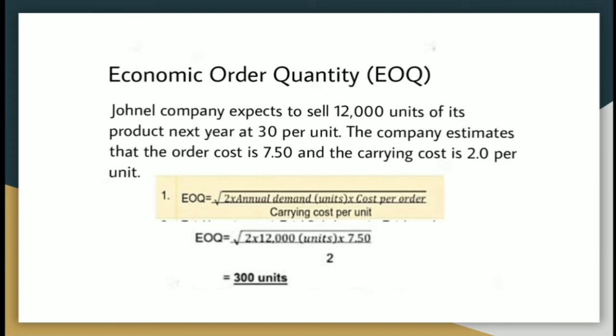How much is that? That is 12K, or 12,000 units, right? Times, what is our cost per order? 7.50. So, 2 times 12K times 7.50 divided by our carrying cost per unit, which is 2. So, all over 2, if we compute that, that would equate to 300 units. So, our EOQ is 300 units.